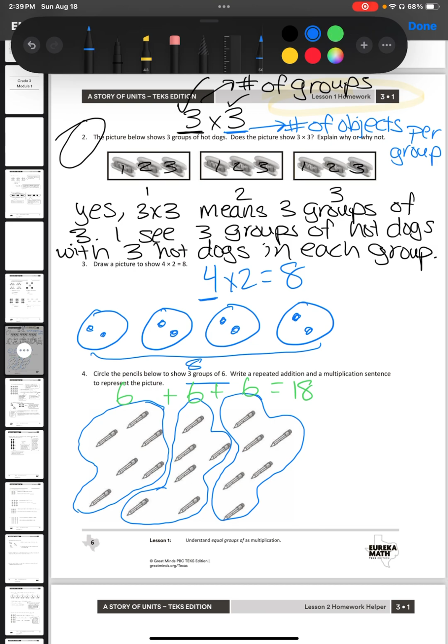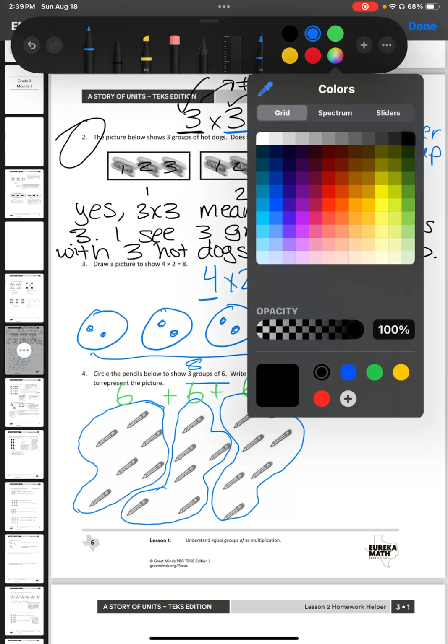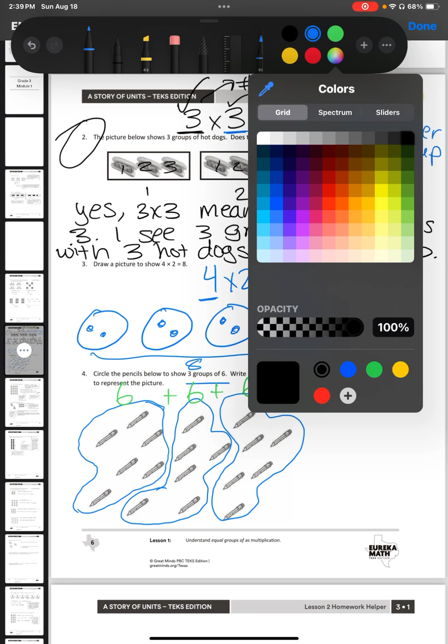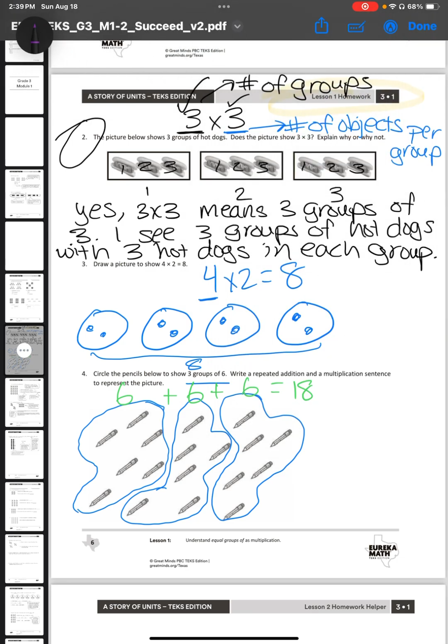Then it says to write, let's see if I can find a different color in there, a multiplication sentence. A multiplication sentence is another way that this curriculum uses to describe an equation. And so it's a sentence with numbers. So we could have 3 times 6, remember 3 groups of 6 equals 18 total objects.